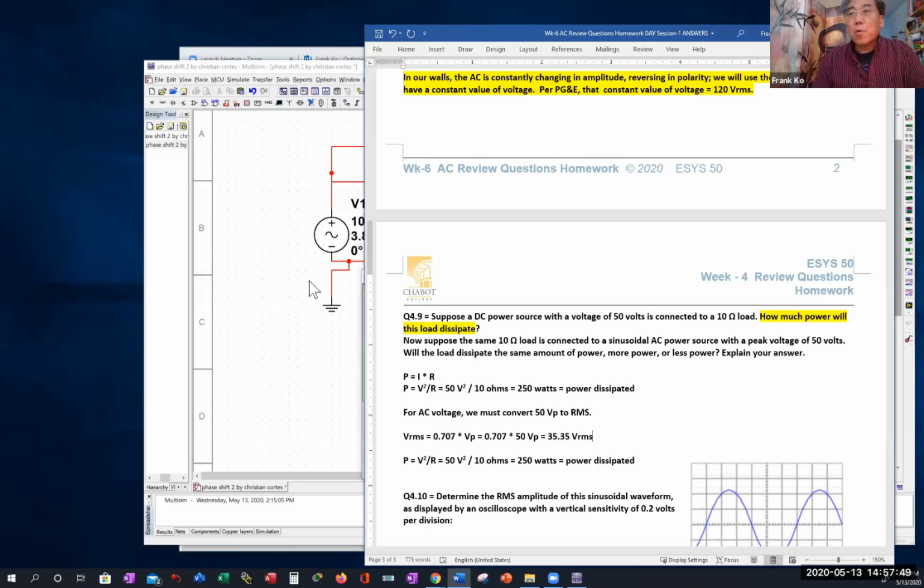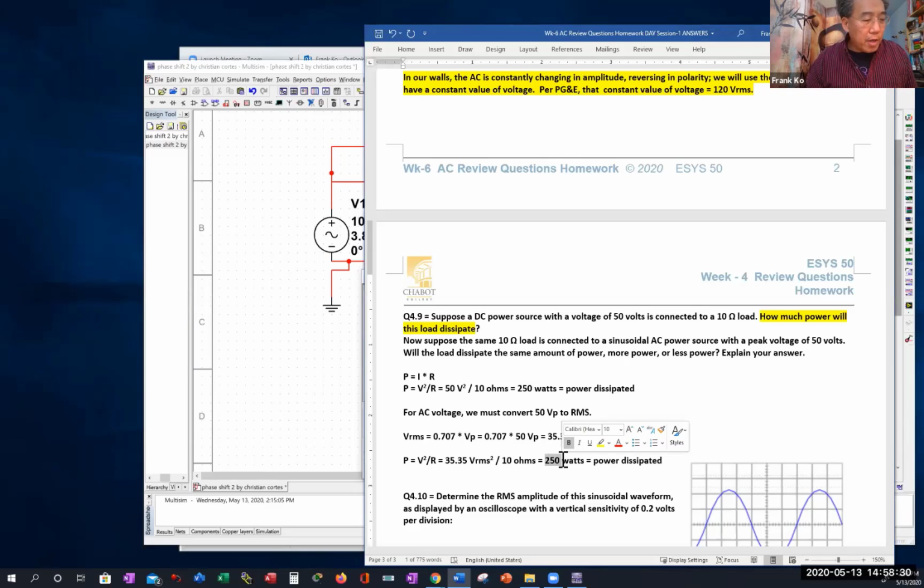Okay. So once you get the RMS value, it has to go here, not 50 volts, but 35.35 V RMS squared, and then divide by 10. And that will give you a different amount of power, and I'm looking for that amount of power. So 35.35, hit the square button, then divide by 10.